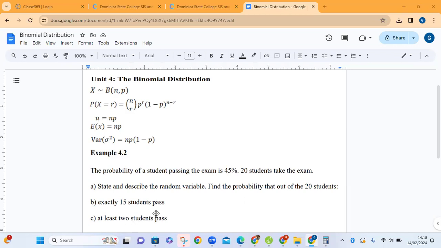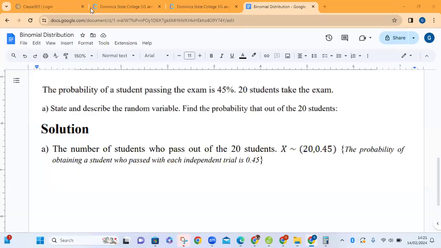But off the bat, you can see the random variable would be the number of students that pass, okay? And that could be denoted by x, and the probability of a student passing is 0.45 out of the 20, n is equal to 20. So let's look at the solution. The question is to state and describe the random variable. So the random variable there would be the number of students who pass out of the 20 students.